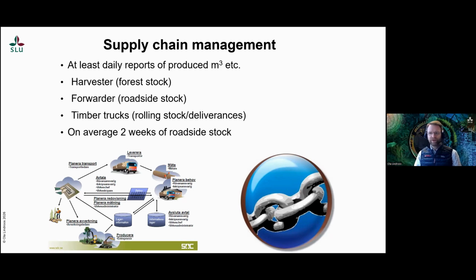So they actually have an understanding of how much is rolling stock, what is on the way to the industries, etc. And on average, we in Sweden keep about 2 weeks of roadside stock. So that is what is lying around on average, and then there are seasonal differences and variations, of course. So this is a pretty intricate, very advanced supply chain management possibility that is in place for the everyday business.